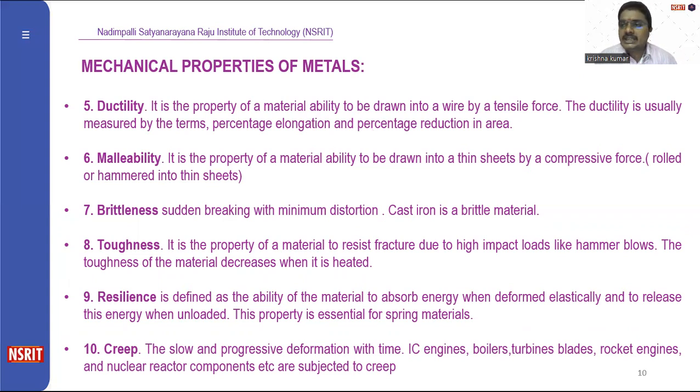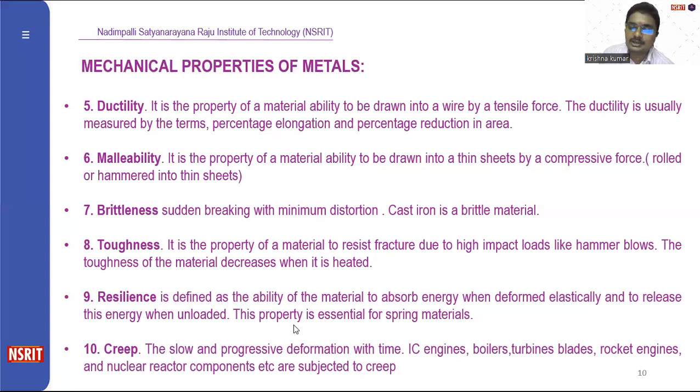Toughness. It is a property of the material to resist fracture due to high impact loads. Good example, hammer blows. If that particular material can withstand them, we can say that material has toughness. Resilience. It is the ability of the material to absorb energy when deformed elastically, and also release the energy when it's unloaded. So taking the energy, absorbing it, keeping it, and releasing it after the load is released. Especially in spring type elements, we can see the resilience property. Especially for that only, I have given you the example.